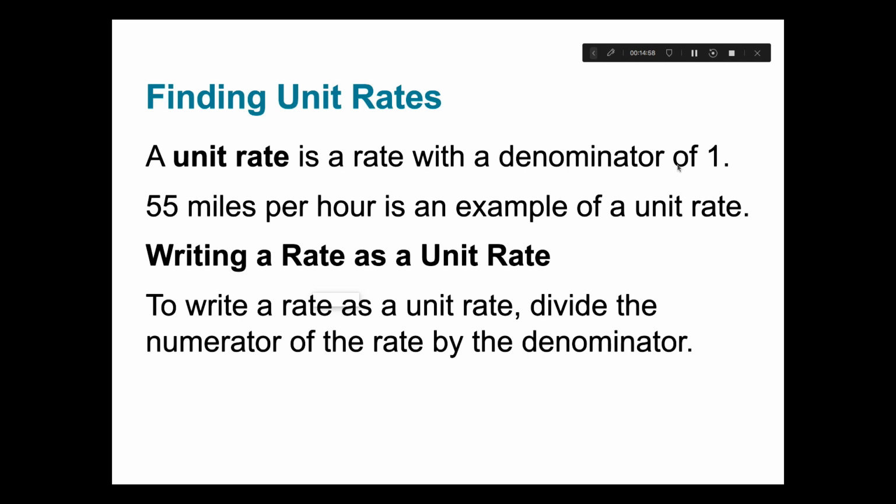So when we have a comparison with a 1 in our denominator, so how many miles per 1 gallon, or how many miles in 1 hour, that is called a unit rate. So on the front of the page, a unit rate is a rate that has a bottom number or a denominator of 1.